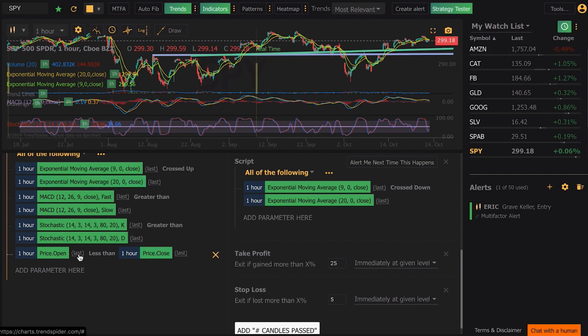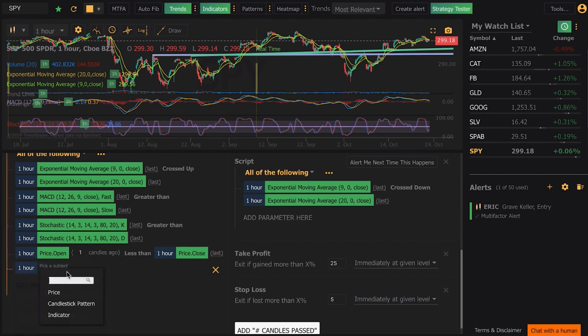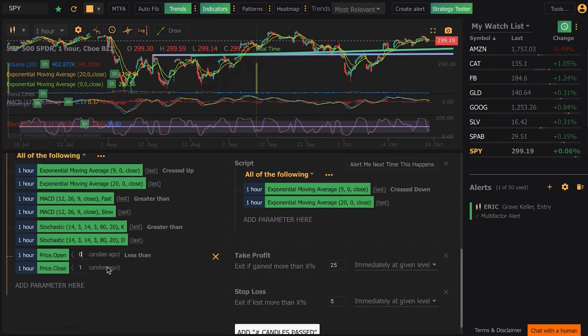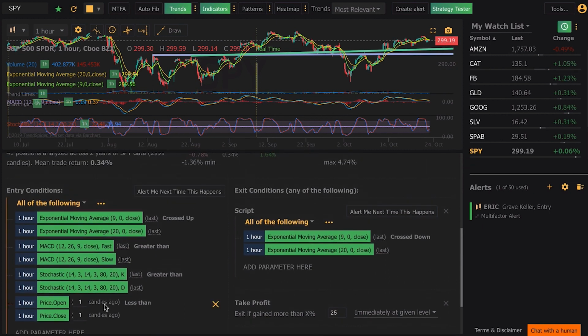So I can click on this last, and notice how it goes from 0 candles ago, so we can change that to a 1, right? And then I can also add another candle. We'll click on price, open, needs to be less than price, close. I'll click on last. We'll do 1 candle ago here, and then we'll click on last and do 1 candle ago. So now this will test the strategy of when these conditions are met, and previously we had a green candle.